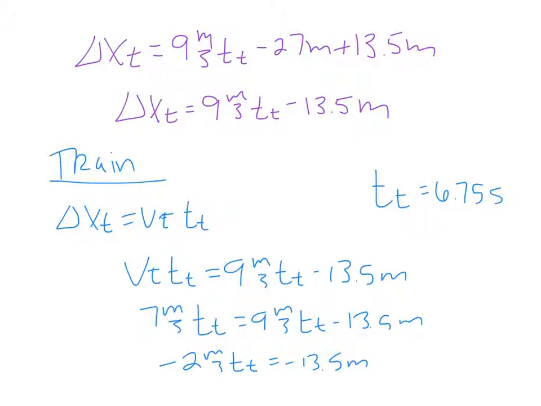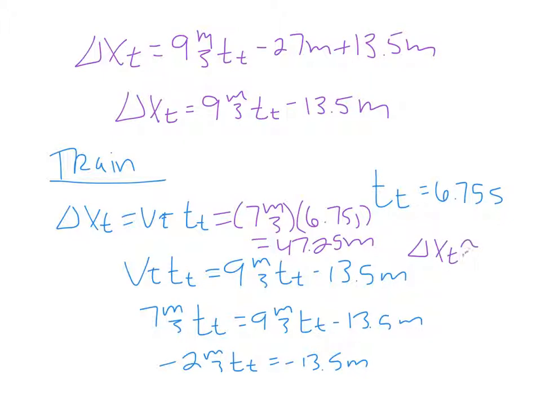The only thing left to do is solve for x total. So x total equals constant speed of the train, 7 meters per second, times total time it took, 6.75 seconds. These two multiplied together give me 47.25 meters. So the total distance with one sig fig is approximately 50 meters.